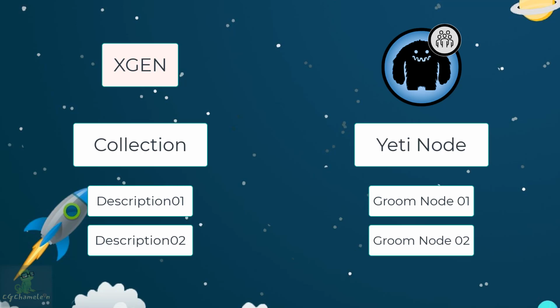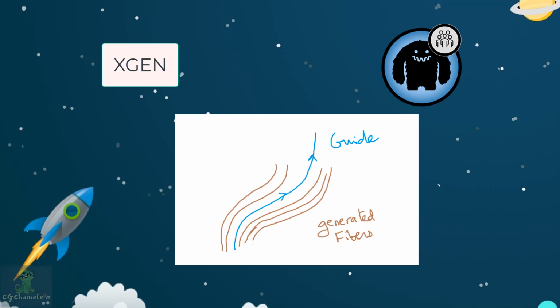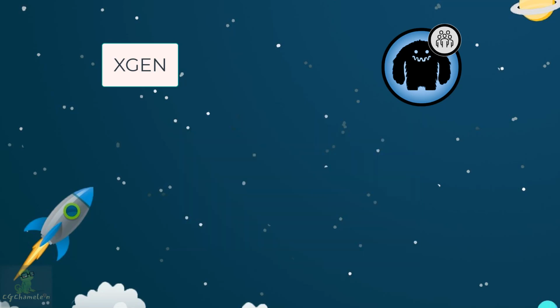Because if you think about grooming, actually you just create guides to help guide the generated fibers. So in all plugins that work with grooming, they share the same idea. We create guides to help shape the fibers generated by the plugins themselves. Okay, so this is the first similarity between them, and it's really important if you think about it.